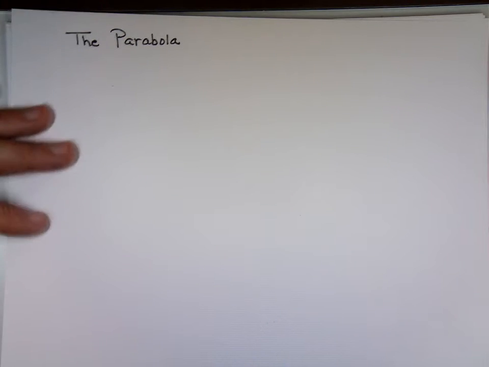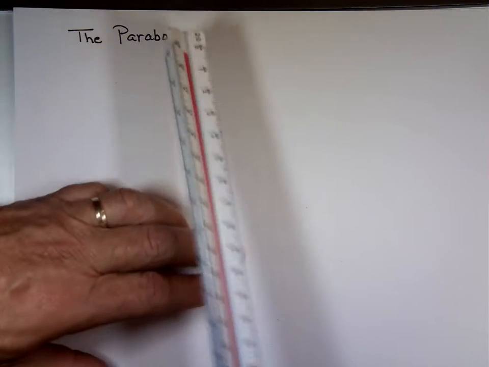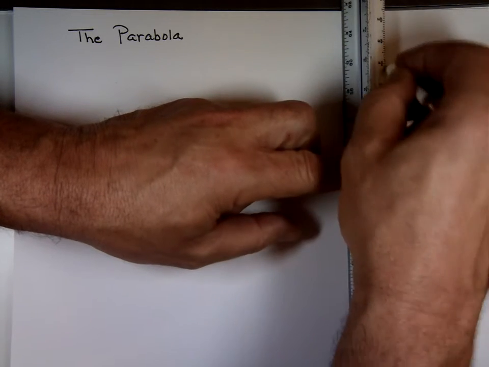So for all the parabolas today, the center is going to be at the origin. Two or three videos from now, we'll switch the center to anywhere. So all of these are going to have a center at the origin.